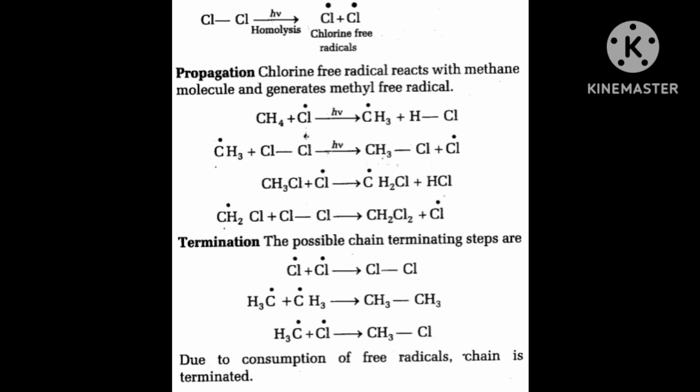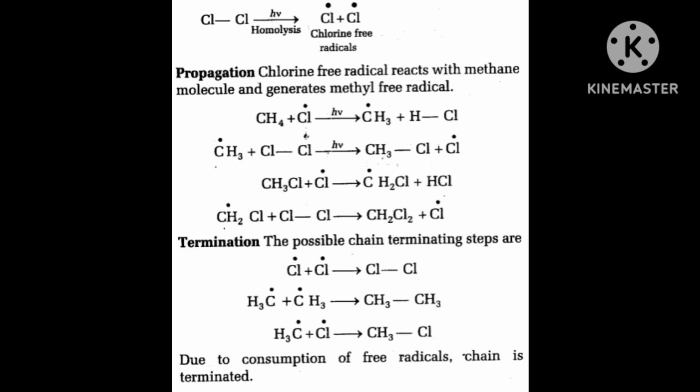Now one Cl will come to the carbon and make a C-Cl bond, and H will make a bond with the other Cl, giving HCl. Hence it gives two products: methyl chloride, CH3Cl, plus HCl. That is one hydrogen replaced.